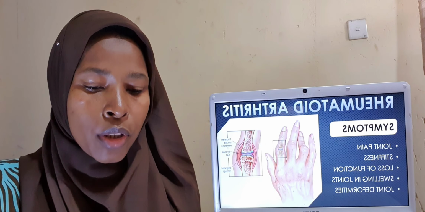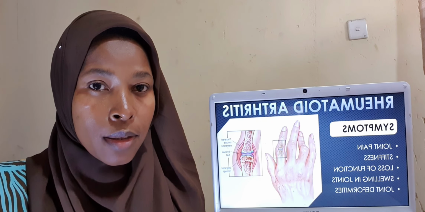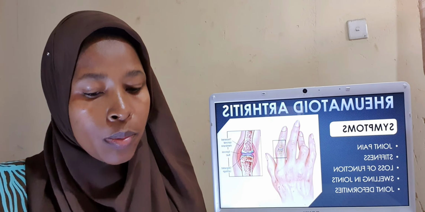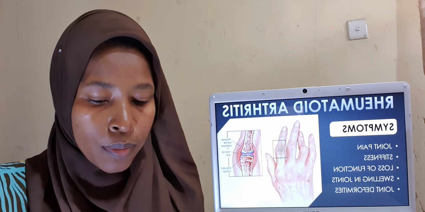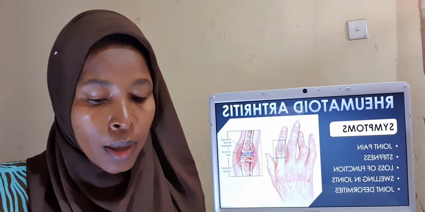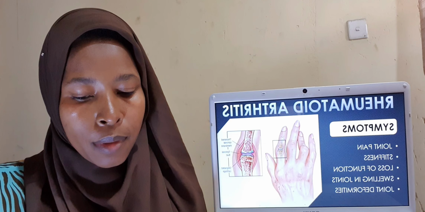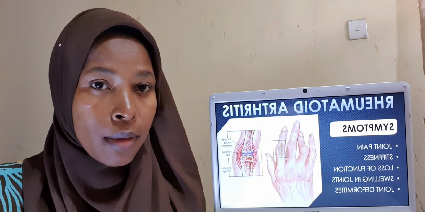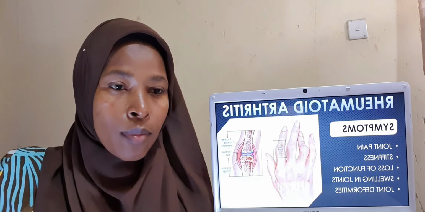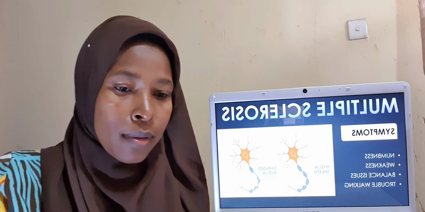Rheumatoid arthritis is a condition whereby the immune system attacks its own joints. Individuals may experience joint pain, stiffness, or some loss of function. Others may experience swelling and deformities of the joints. This is common in women, and it is believed to affect older people, although some people get it in their 30s.